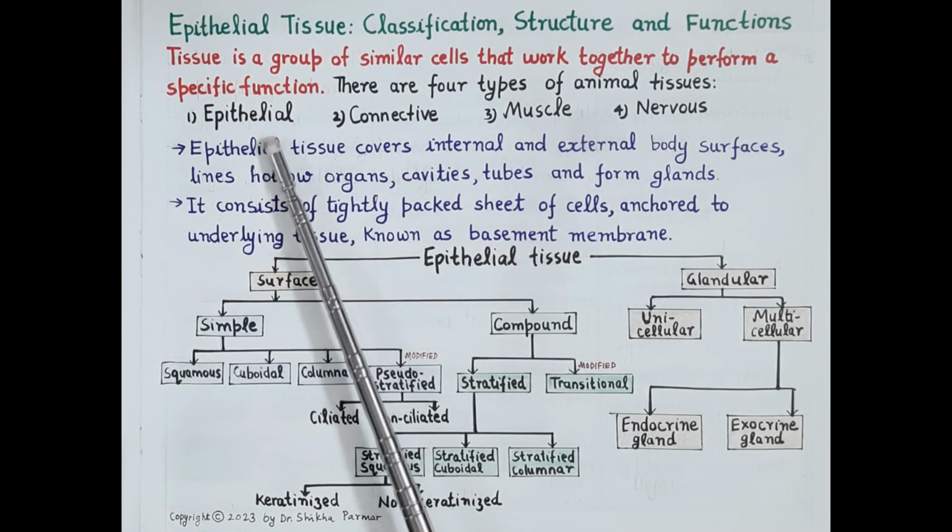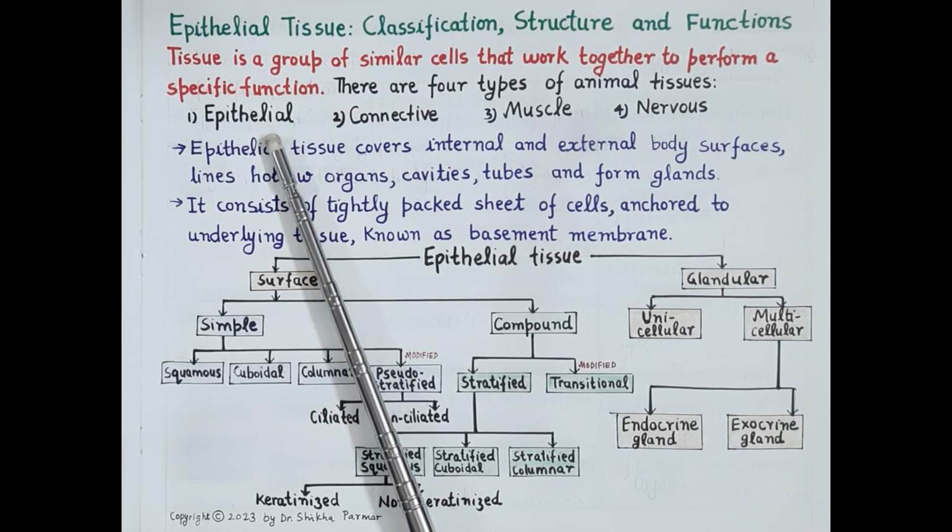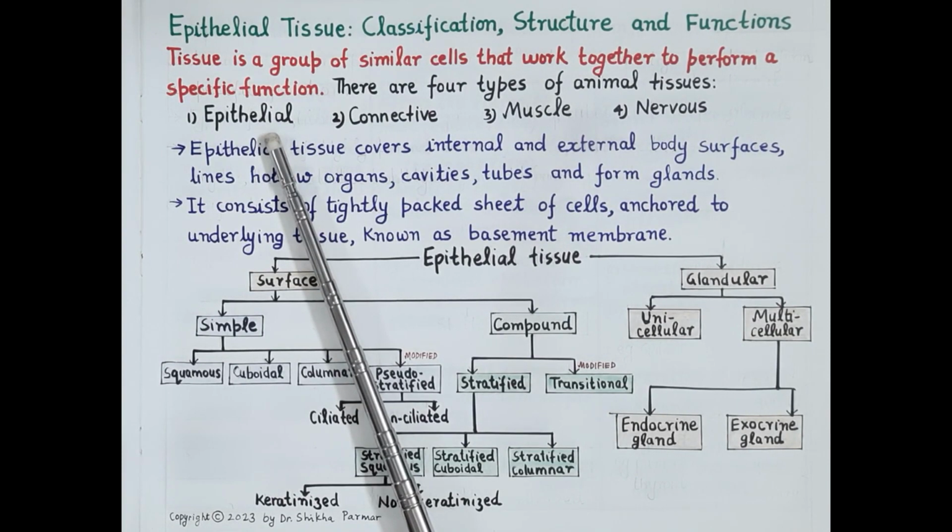Now one of the most important functions of epithelial tissue is protection. For example, the outer layer of the skin, epidermis. Epidermis is an epithelial tissue and it protects our body from injuries, from pollutants, that is chemicals, and microorganisms. So the main function of this epidermis is protection. Other functions of epithelial tissue include absorption, secretion, filtration, transportation of nutrients, exchange of gases, etc.